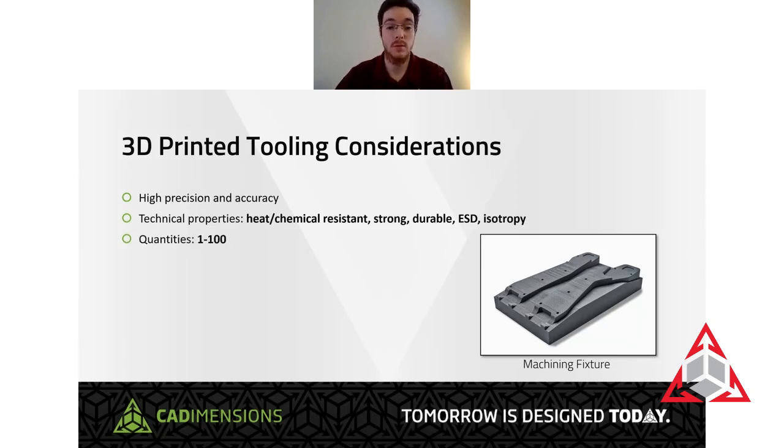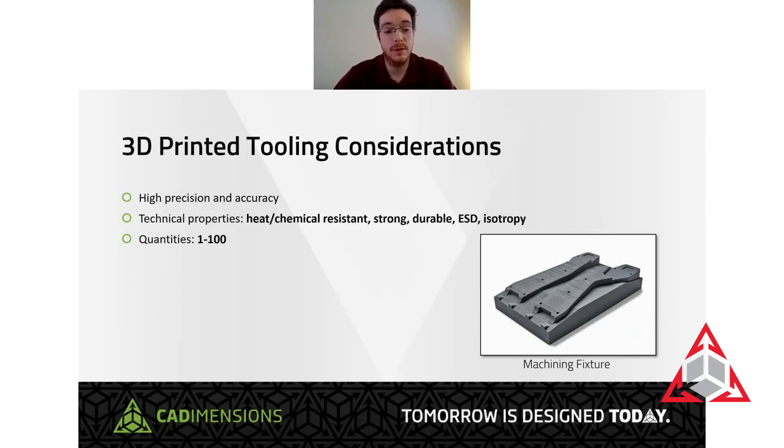Quantities. Generally, when we're talking about tooling, and from what I've seen, you're looking at quantities of 1 to 100. There might be small assembly brackets that you need 1,000 of, but generally speaking, 1 to 100. We print a lot of one-off tools, a lot of sets of like 5, 12. So those are some of the quantities I've seen with tooling.